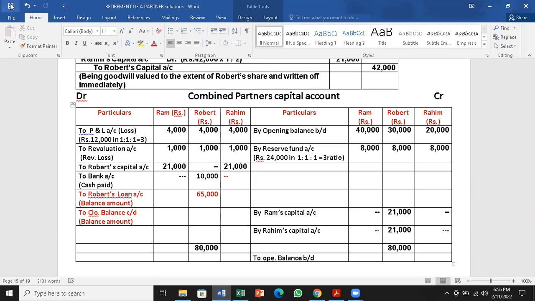Now, after closing his account, we have to think about the other two partners who are continuing in the business. What are their capitals, that is balances? So that we will take over here to the debit side, and now that balance will become closing balance carried down to the new balance sheet. It will be carried.